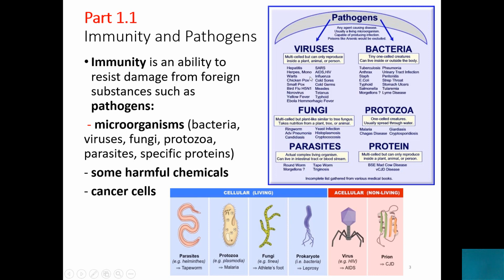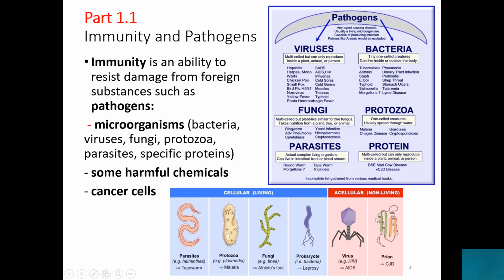Okay, types of those microorganisms. Let's start from cancer cells. They are our own living cells that start reproducing too fast and turn into cancers. And our immune system usually can protect us against them. Next one, some harmful chemicals. Here's your example. Prions, or some people pronounce it prions.